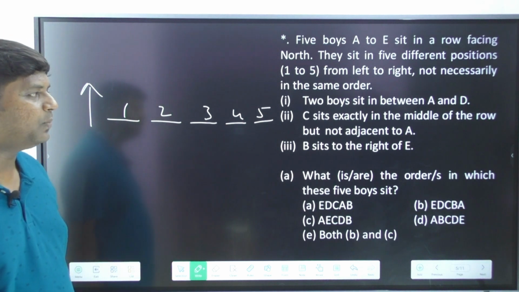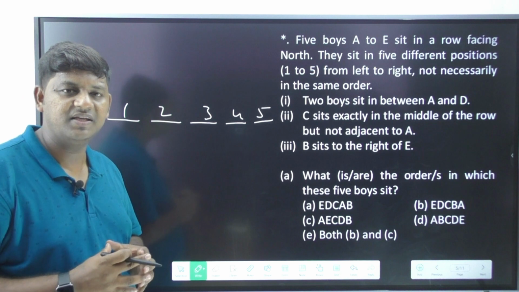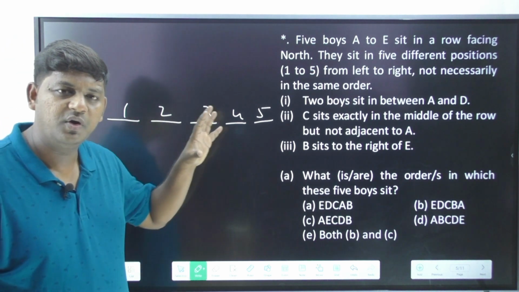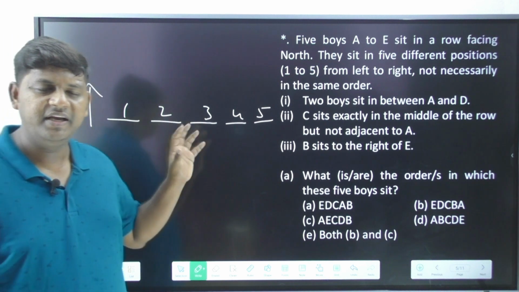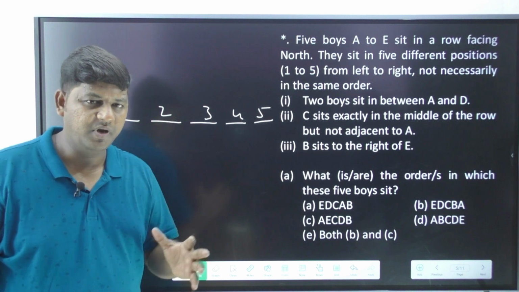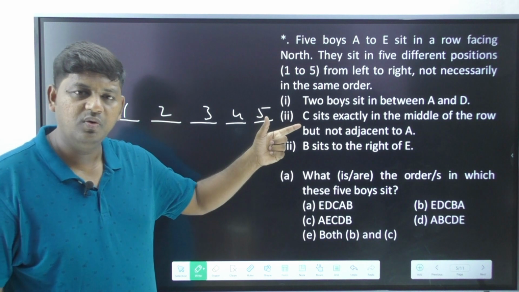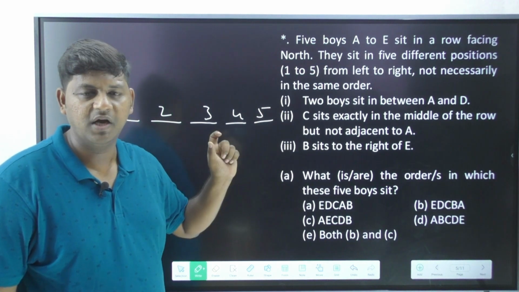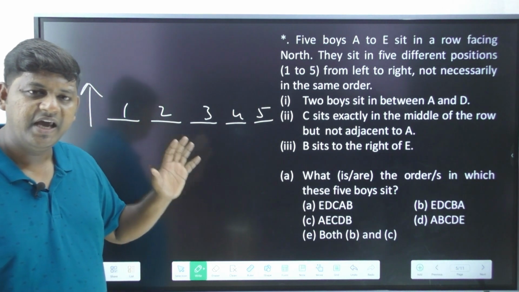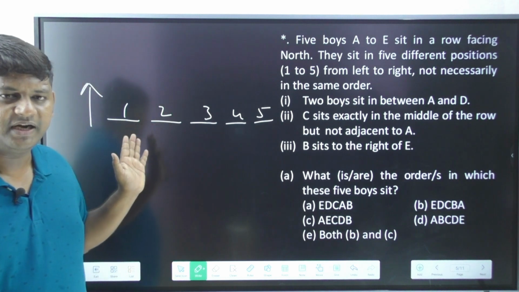So let us observe the point number 1. 2 boys sit in between A and D. Now when you read this information, it is impossible for you to utilize that information in the linear arrangement or any circular arrangement or any other puzzle as well, because you are going to receive a lot of possibilities. You know 2 persons are going to sit in between A and D, but we do not have any clarity whether A is going to come left hand or right hand, D is going to come right hand or left hand.